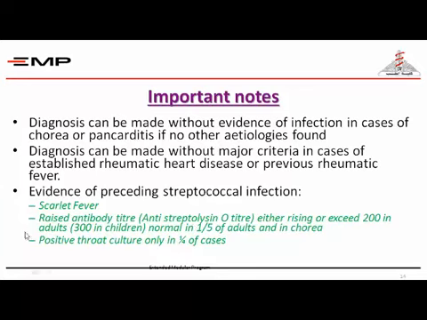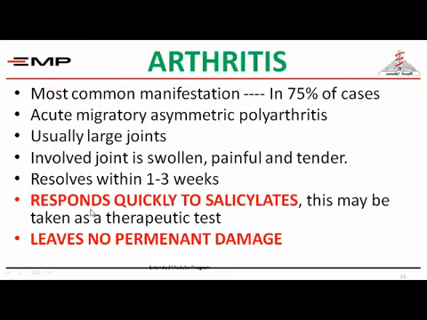The evidence of infection, as I said, is either a positive throat culture, which is not common because this occurs around 2-3 weeks after the infection, or a raised anti-streptolysin O titer, either rising or exceeding 200 to 300, or evidence of scarlet fever before. So let's talk about the major criteria one by one.